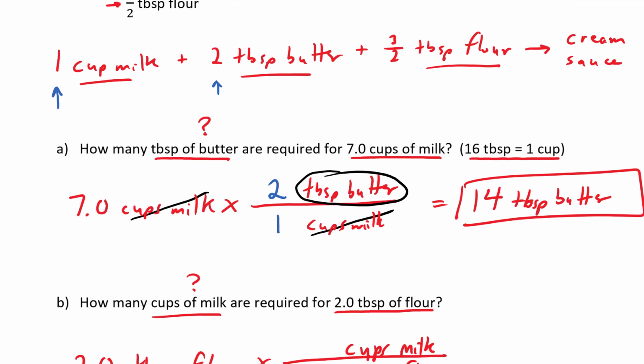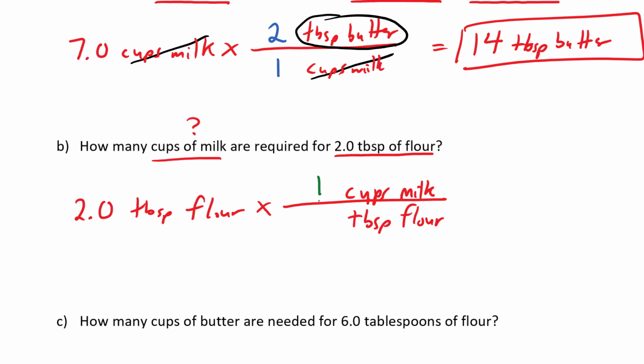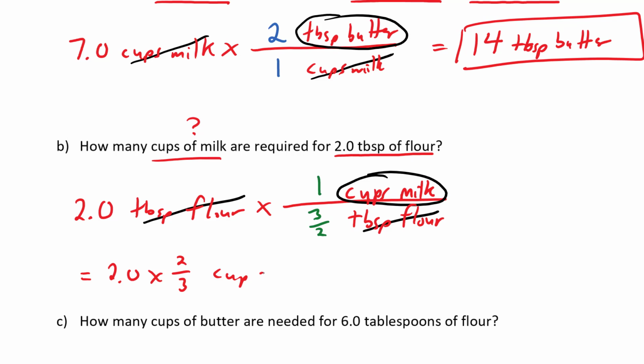Again, let's go to our recipe. We're comparing cups of milk again to the amount of flour. 1 cup of milk is 1.5 or 3/2 tablespoons of flour. Cancel out our units. I'm left with cups of milk. Here we get 2.0. I'm dividing by a fraction, so I flip it, I multiply it. 2 times 2 is 4, divided by 3. 4/3 cups of milk.